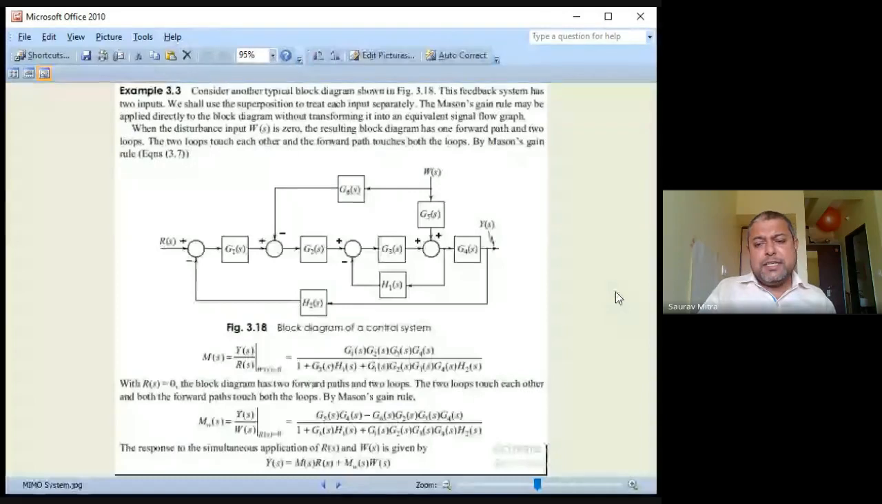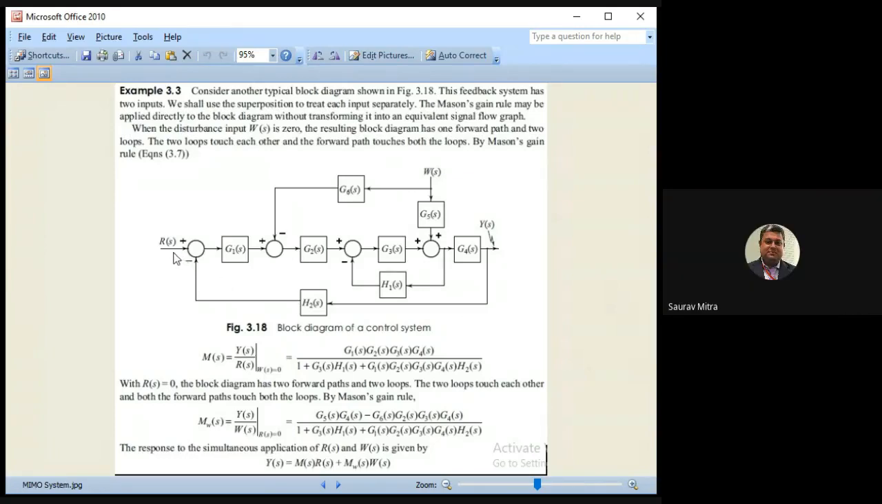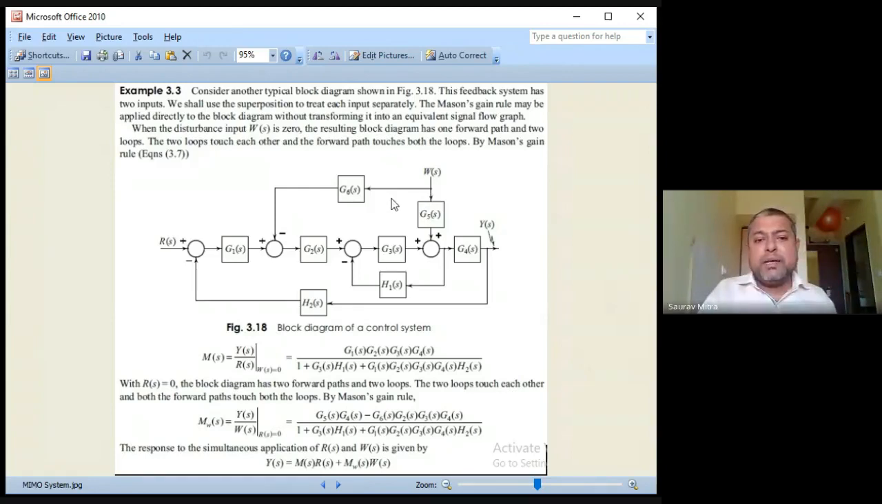What you're finding here is a multi-input single output system, the same kind of numerical as the one you just did. This is RS, the set point input, which is flowing through G1, G2, G3, G4 and all. And this is WS, which is a disturbance, or you can say it's another input. This is going towards G6 and coming here, and also going towards G5. So the same input has two parallel paths, one flowing through G6 and one through G5, coming at the output.